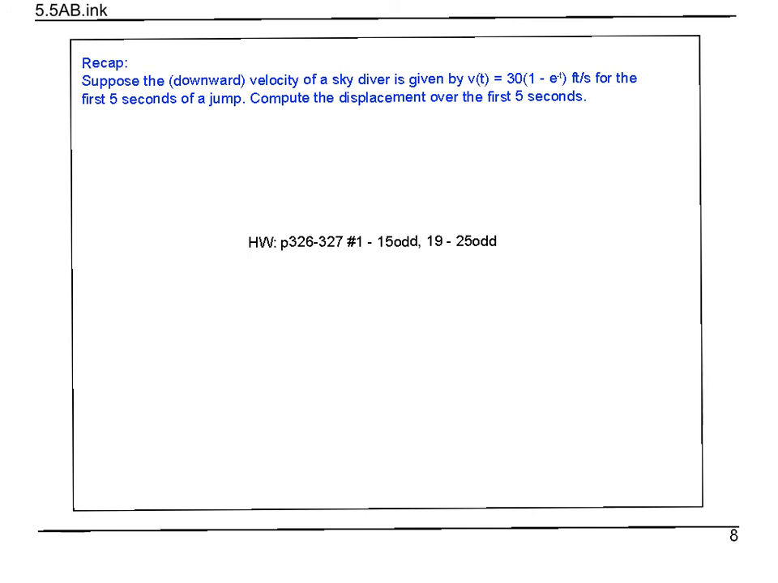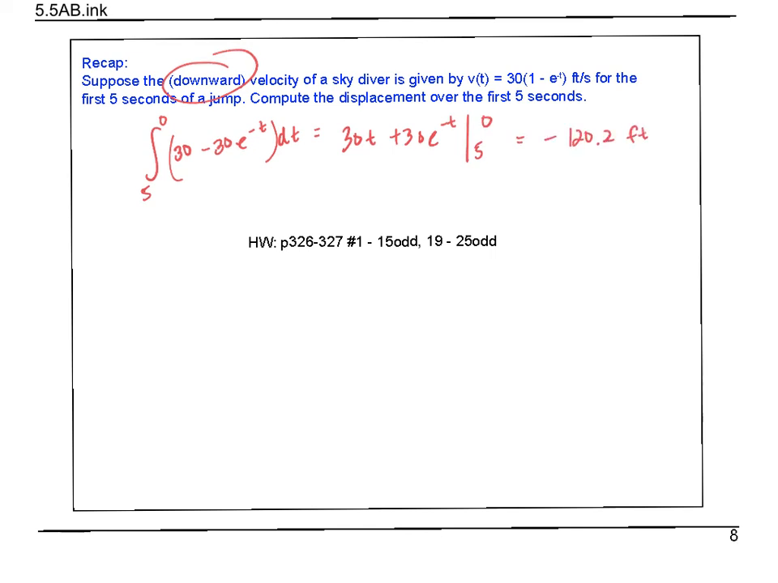So because he or she, they are traveling down, in order for this to show the downward, I can change my limits of integration, and that will automatically give the negative result. Okay. So the skydiver descends 120.2 feet in the first 5 seconds.